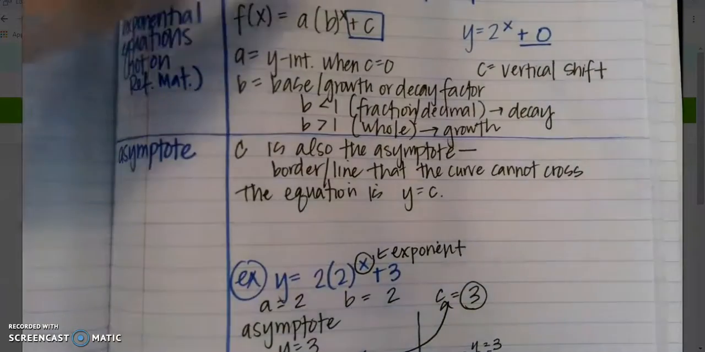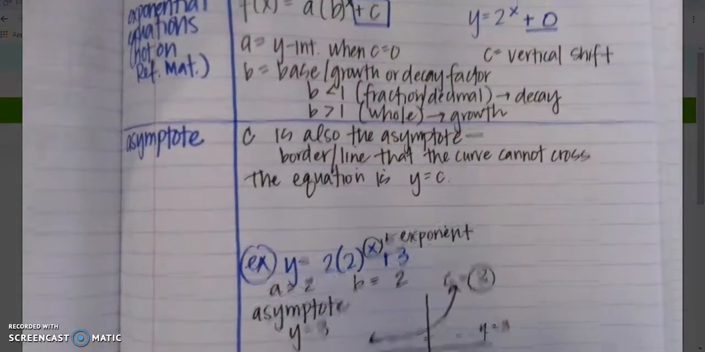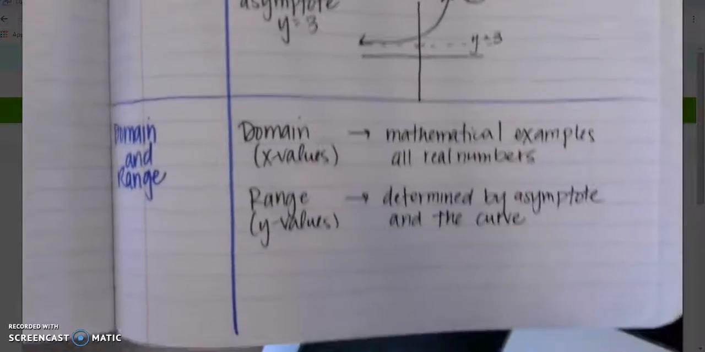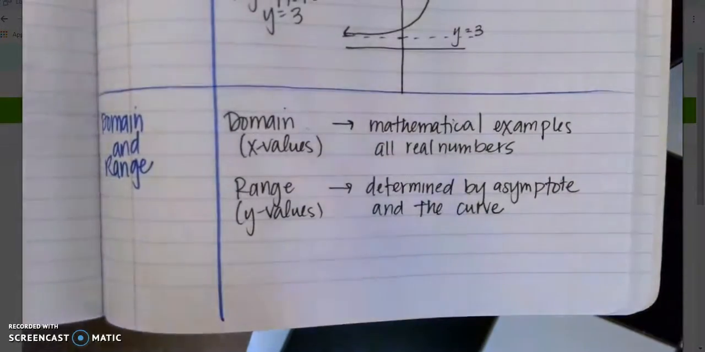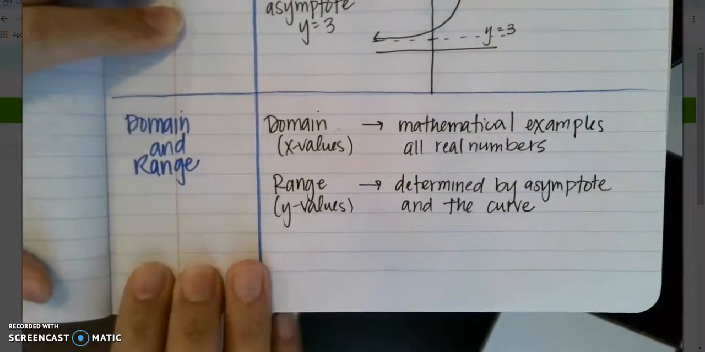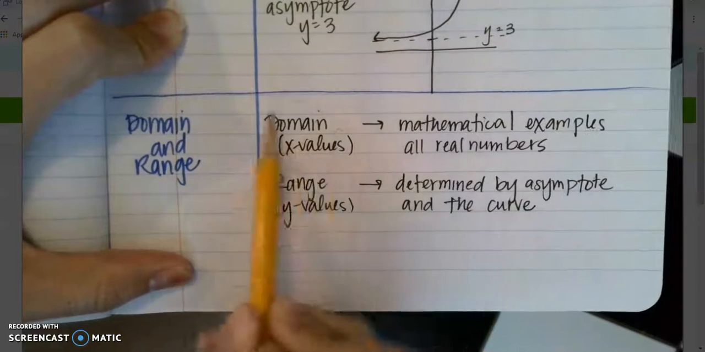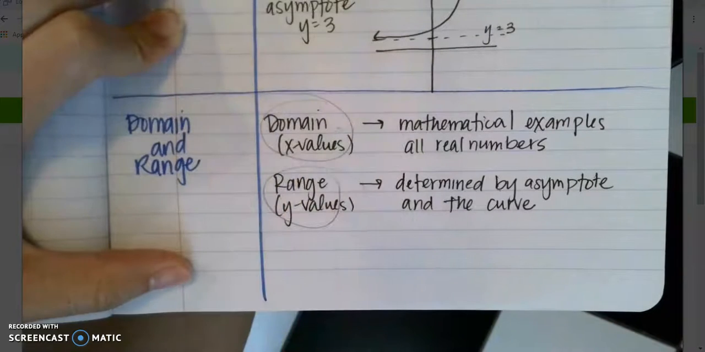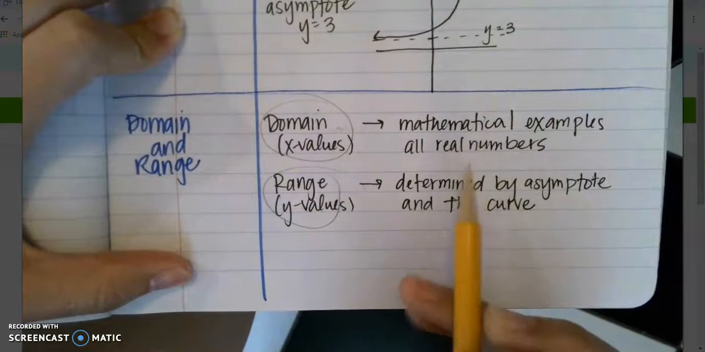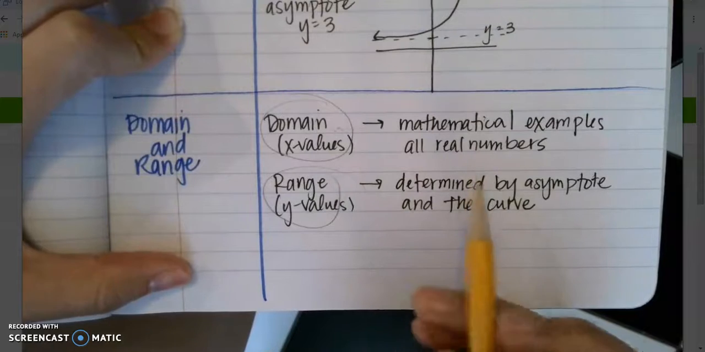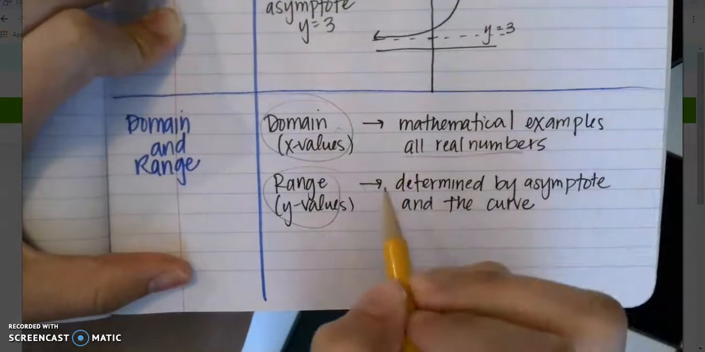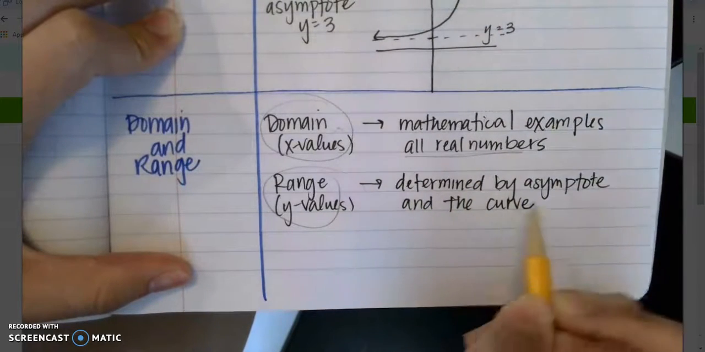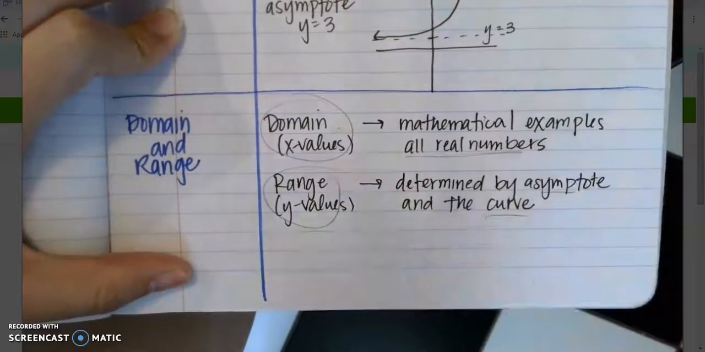So your lesson for today is going to be on domain and range of exponential functions again. I've gotten some feedback that you guys have been a little bit confused by this, and so you should have your notes out from Friday on domain and range. Domain for all of our mathematical examples, that's what all of these are right now, is all real numbers, and our range is going to be determined by the asymptote and the curve.